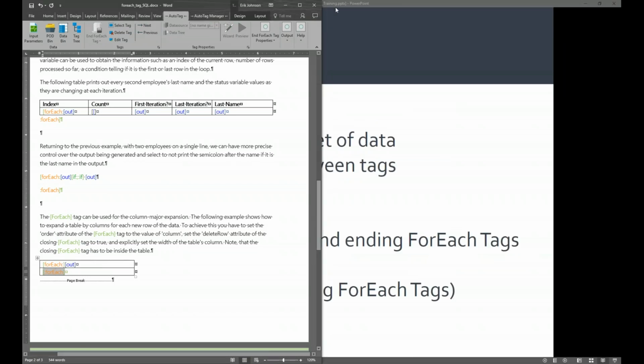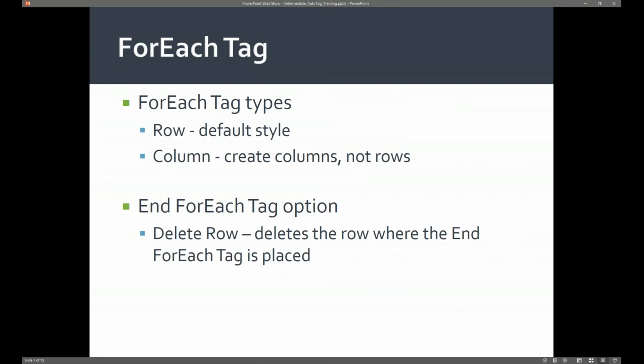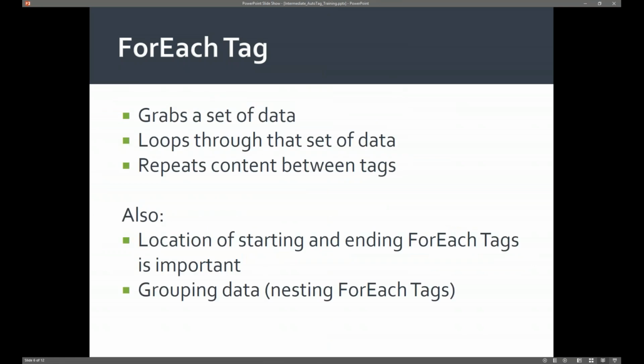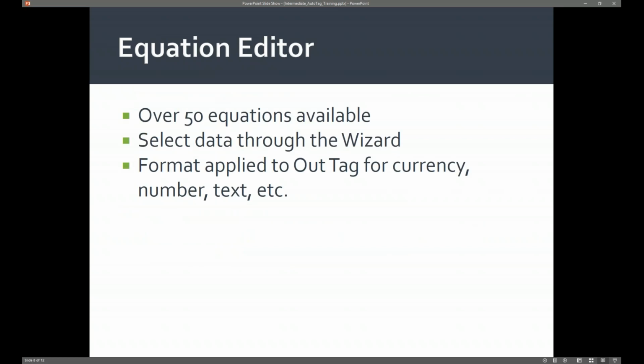Okay. I'll go back to the slides for a moment. So we talked about legacy, row, columns, the different ForEach types. We talked about the delete row attribute, which deletes the row where the end ForEach tag is placed. We now would like to move on and discuss the equation editor.